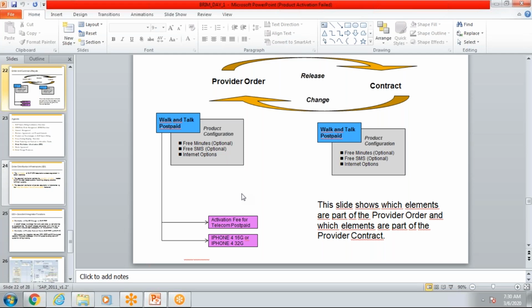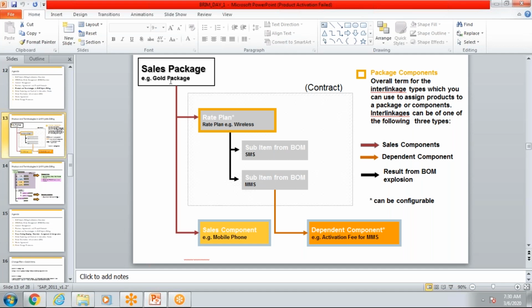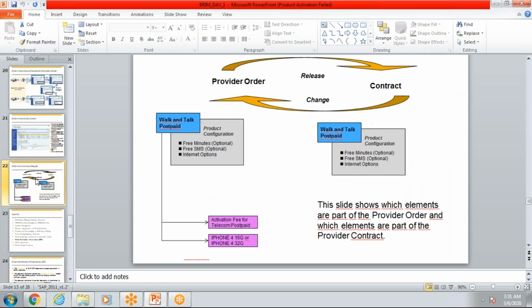So these are all grouped and selling, and the provider is selling it as a sales package. So when an order is placed for this sales package, this is the gold package, right? When the order is placed, this physical product will be sent to the ECC system and a sales order will be created.